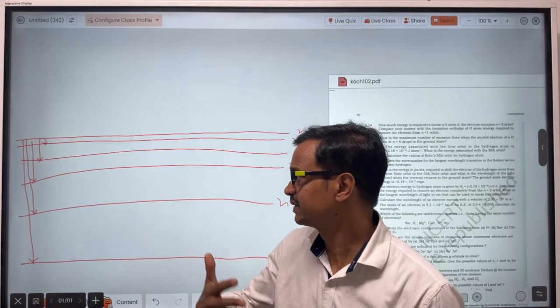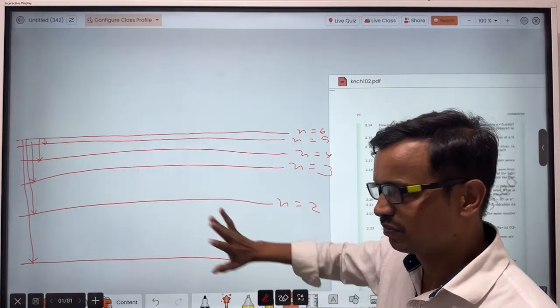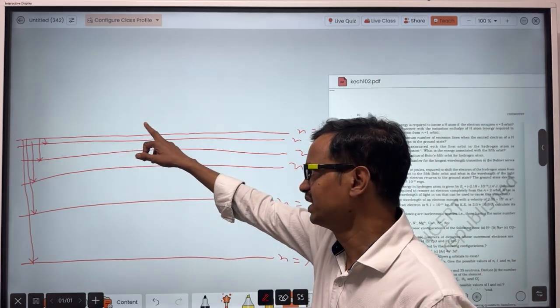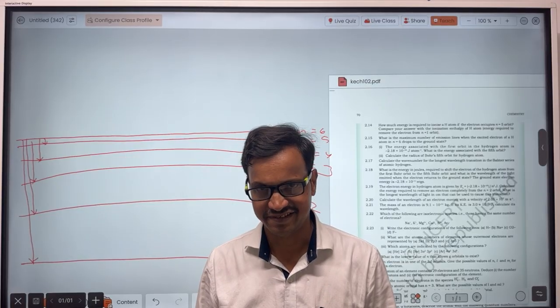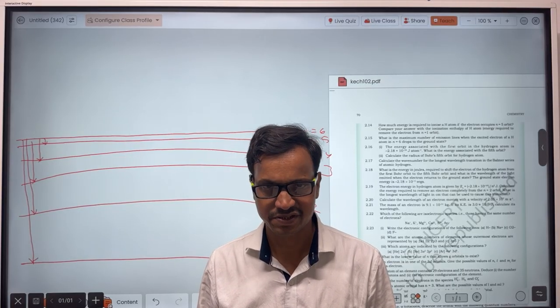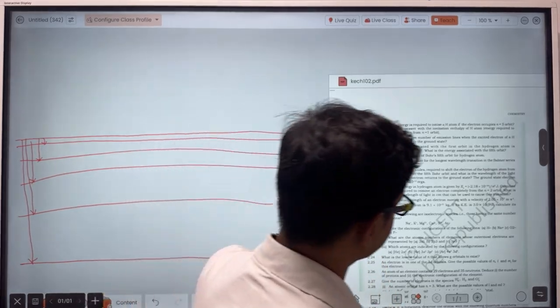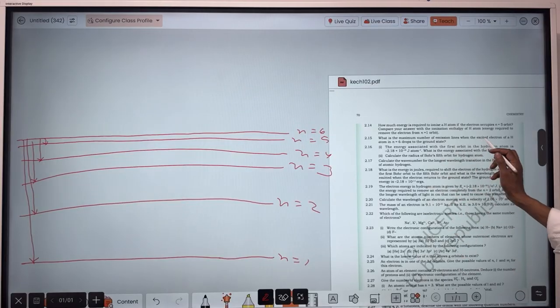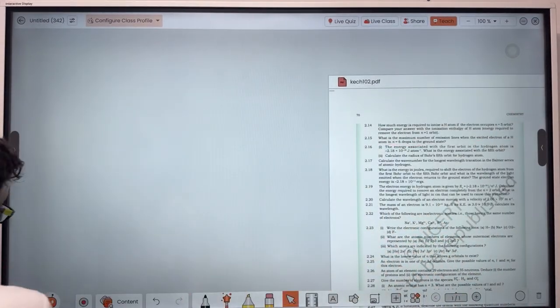There are 5 lines from 6 to 1, because 6 and 1 we also have to consider. Between 6 and 1 there are 4 intermediate levels, but the electron also has to fall from n equal to 6 to n equal to 1. That's why there will be 5 lines. So there will be 5 emission lines when the excited electron of a hydrogen atom drops from n equal to 6 to the ground state. Now let's see question 2.16.